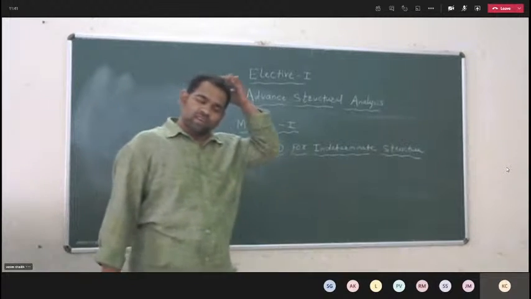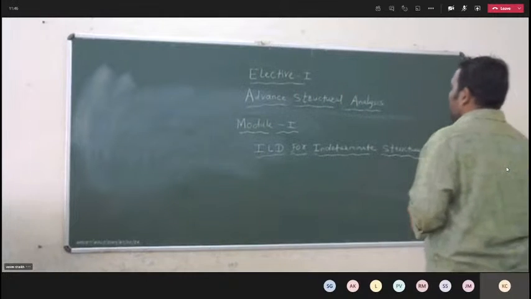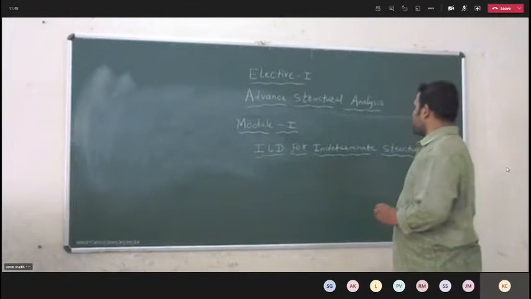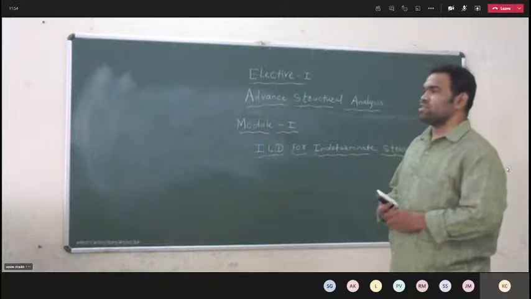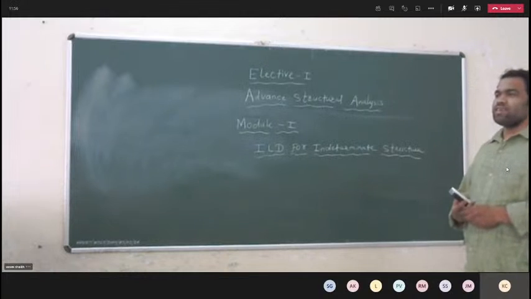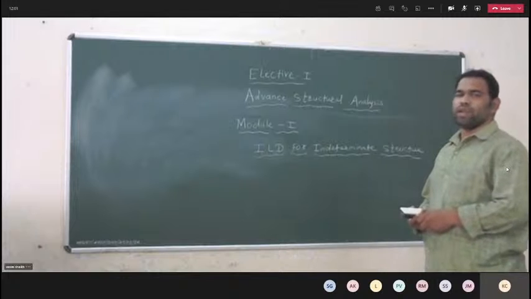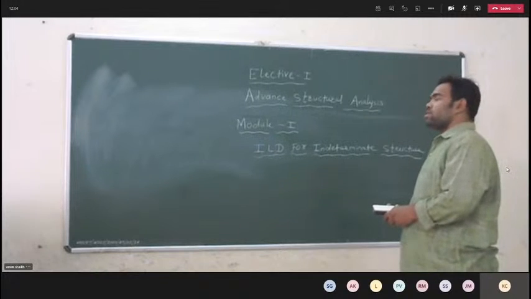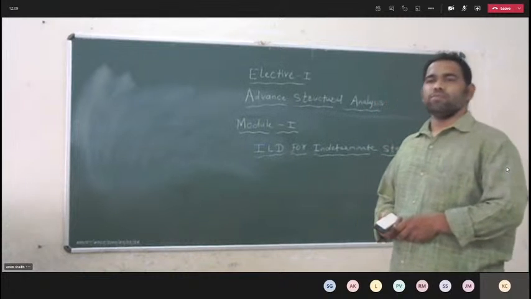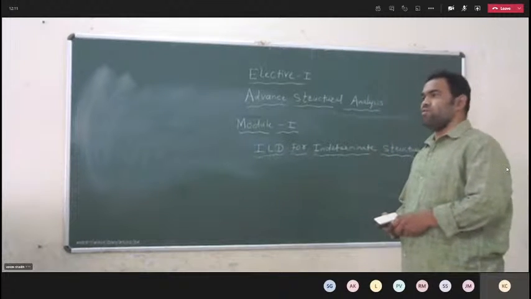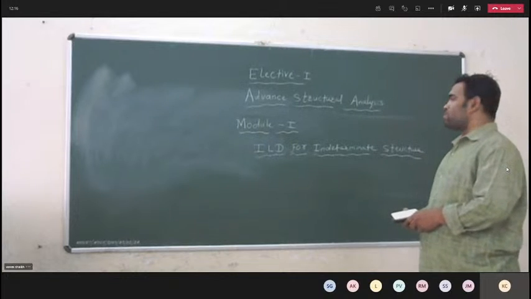Okay, in the last lecture, we started module number 1, ILD, influence line diagram for indeterminate structures. Last week, we started this unit. In the last lecture, we saw what is meant by ILD, and the difference between the bending moment diagram and the ILD. Then we took one numerical: a simply supported beam subjected to one moving load, a 1 kilonewton unit load, moving on that simply supported span.